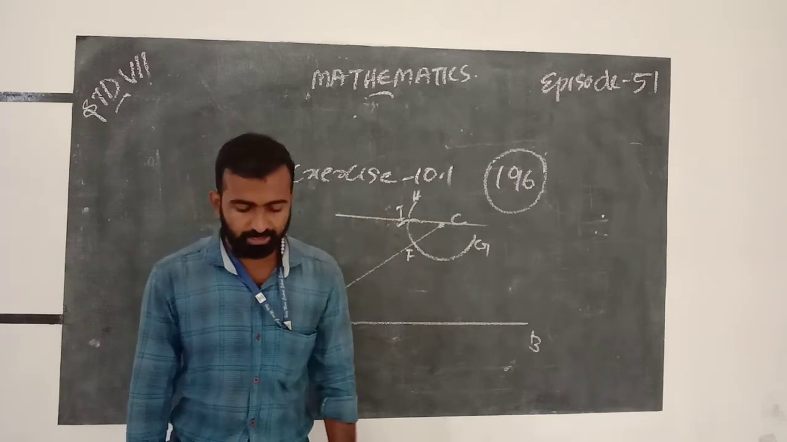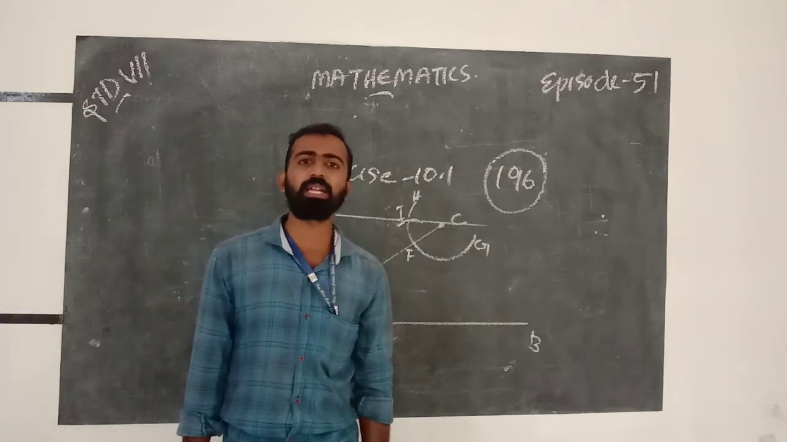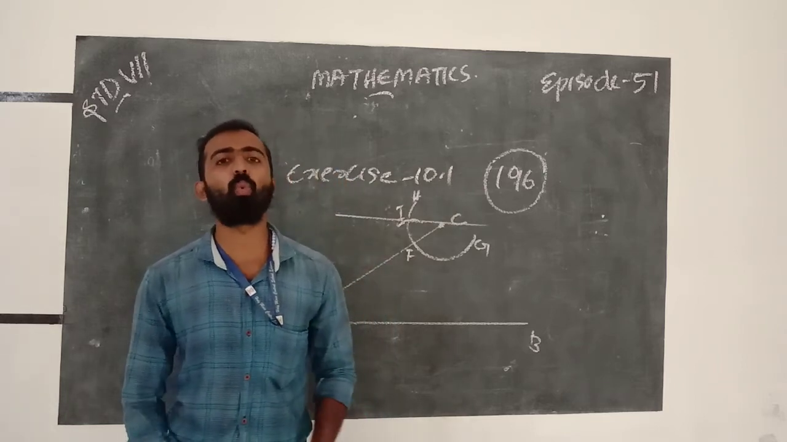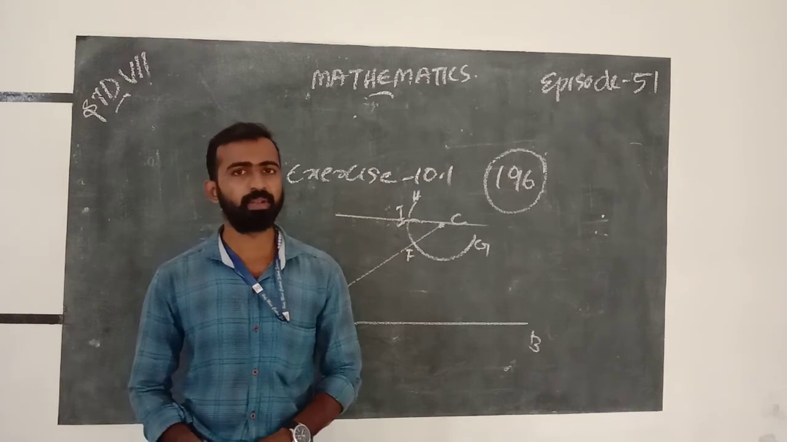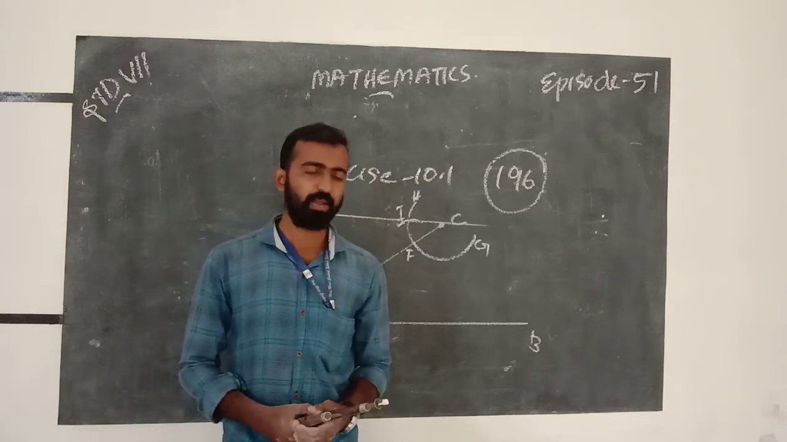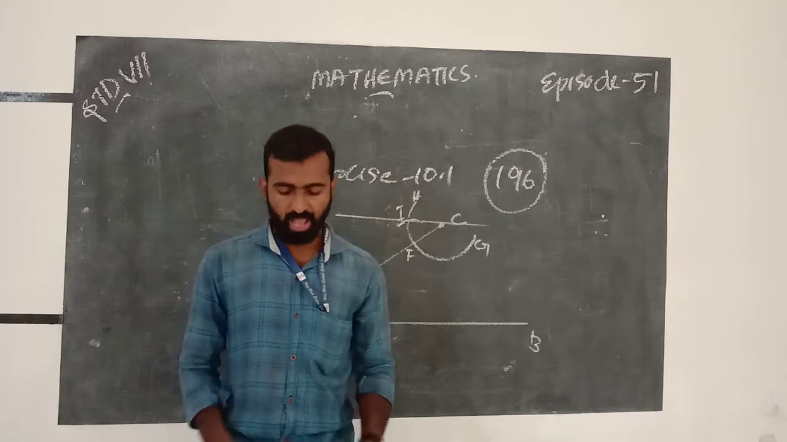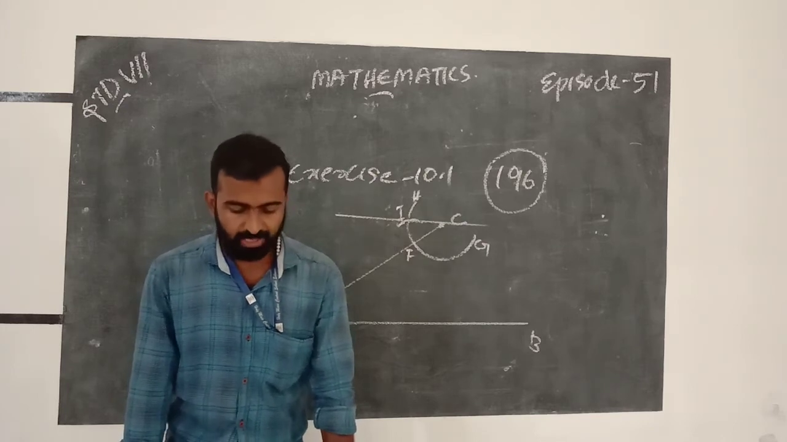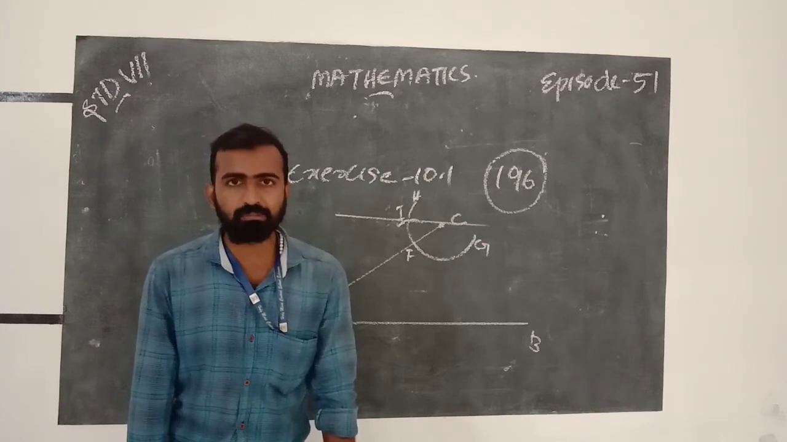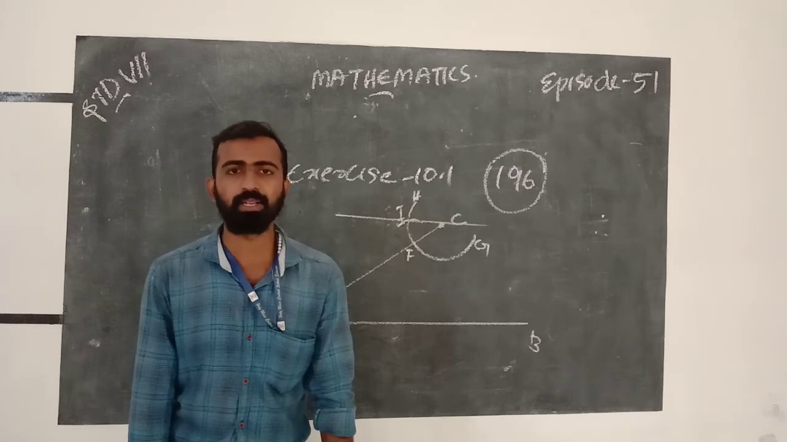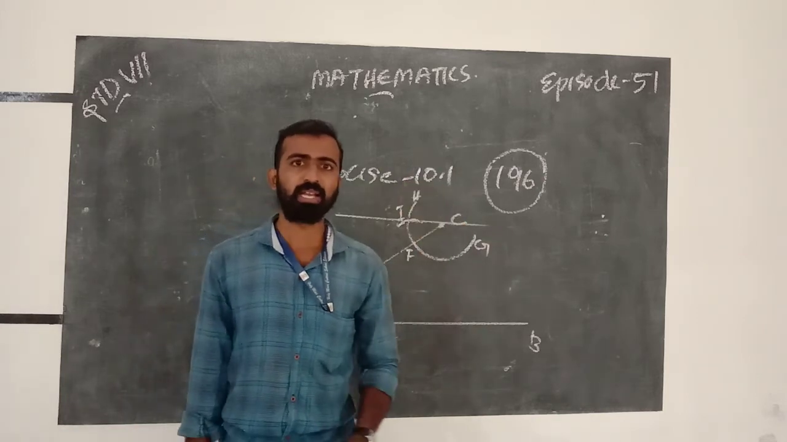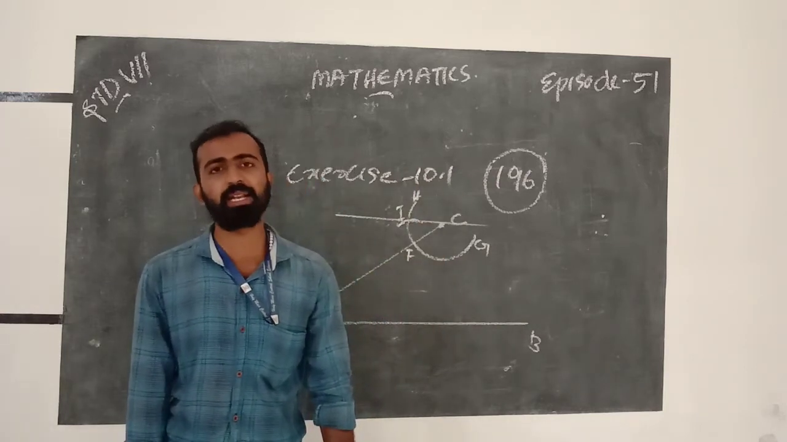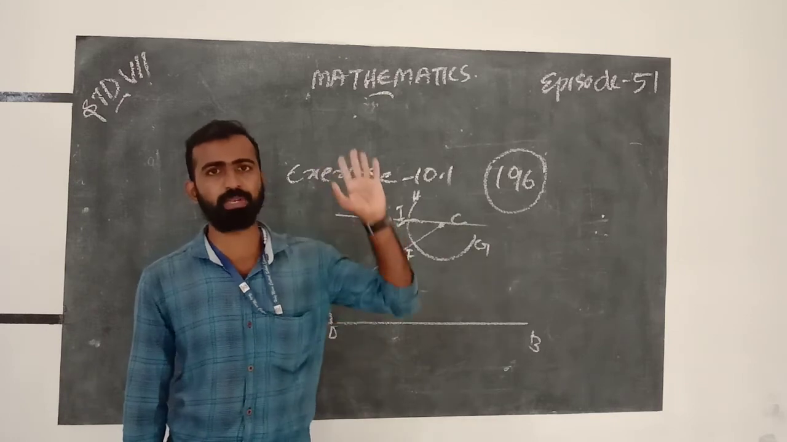The second one is that the total measurement of the interior angles of a triangle is 180 degrees. This is helpful for the construction of a triangle. And next, the sum of the lengths of any two sides of a triangle is greater than the third side's length. We already studied this in previous chapters.